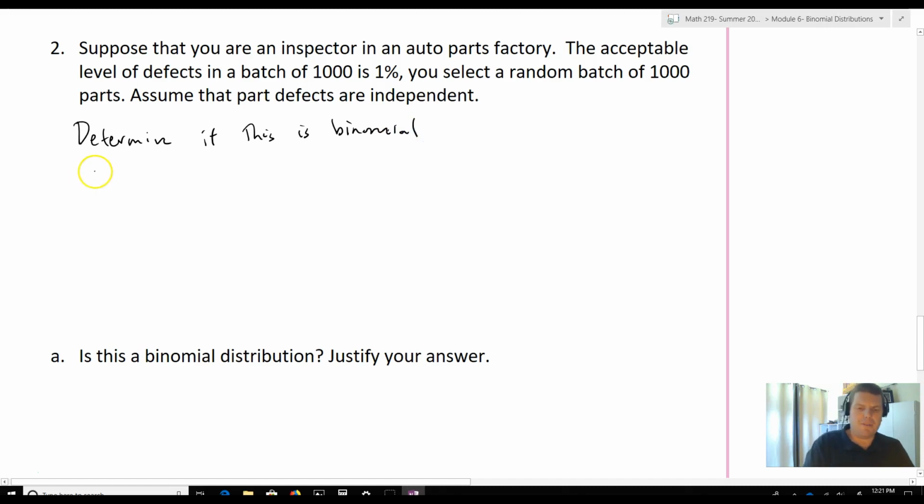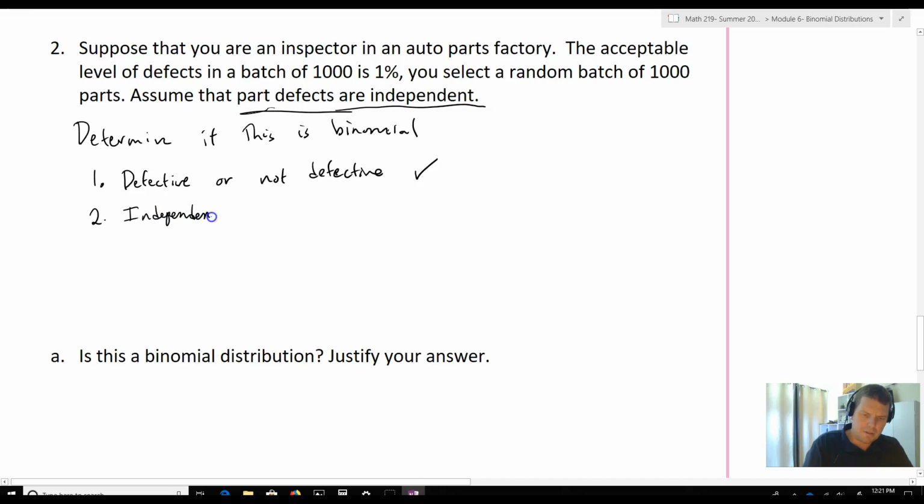There are three requirements for binomial distributions. The first is that we have a yes or no. In this case, defective or not defective is my yes or no. And yes, that works. Either it is one or the other. Second, we want independence of trials. It says that part defects are independent, so we have independence of trials because the scenario says so.